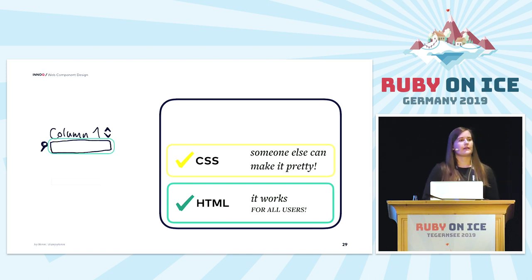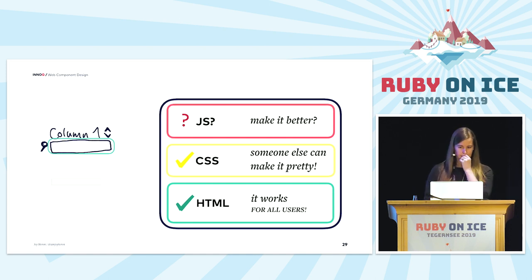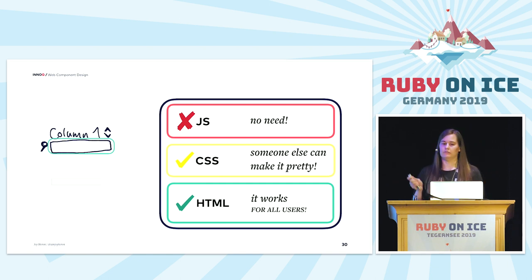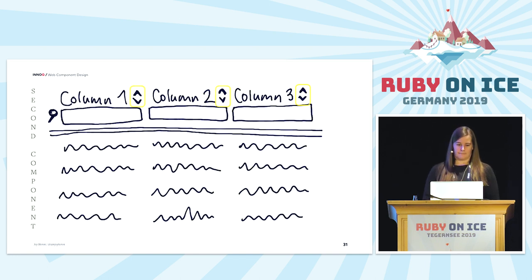Now we have an HTML element that works and is accessible for all users, and someone else can make it pretty in the future. The question is, what about JavaScript? I said that JavaScript is also a part of a web component, but in this case, there's not really any need for more interactivity. So right now I'm just going to say JavaScript, we're OK. We don't need JavaScript in our actual component itself.